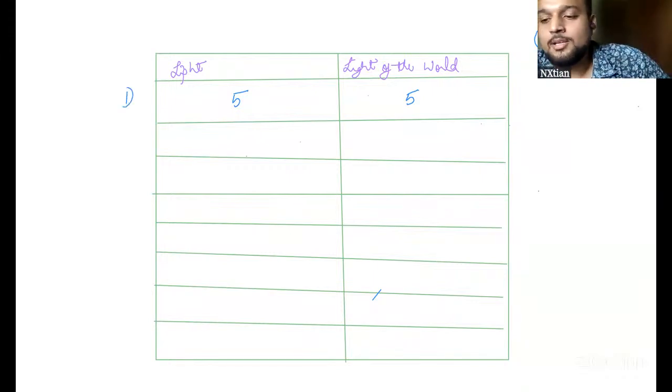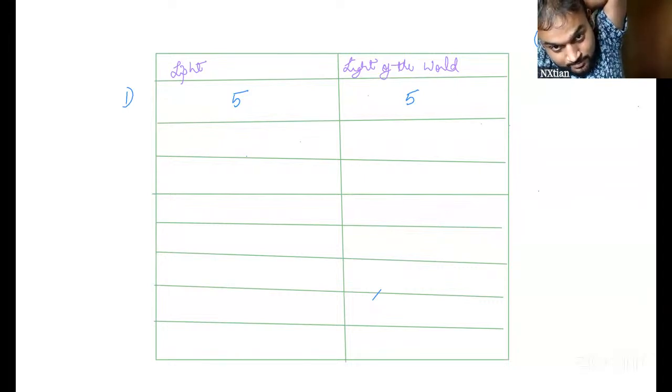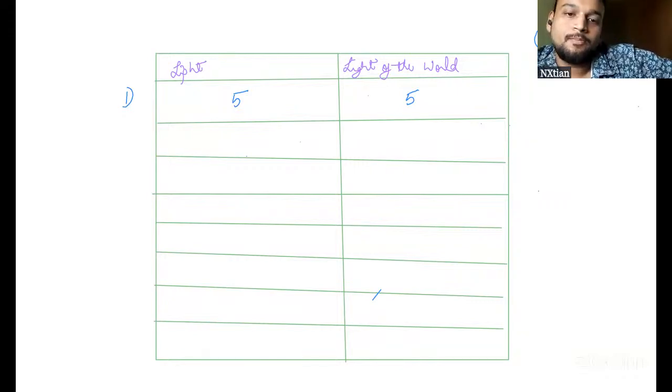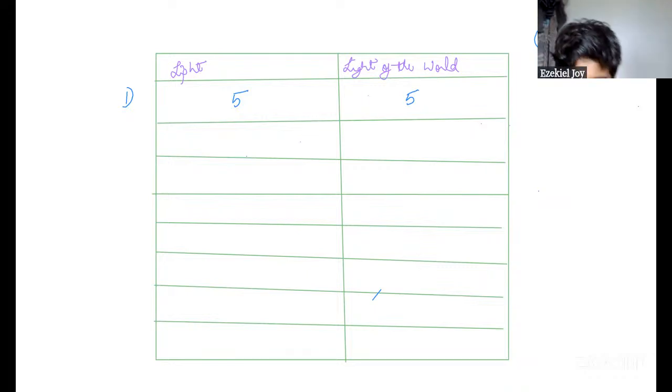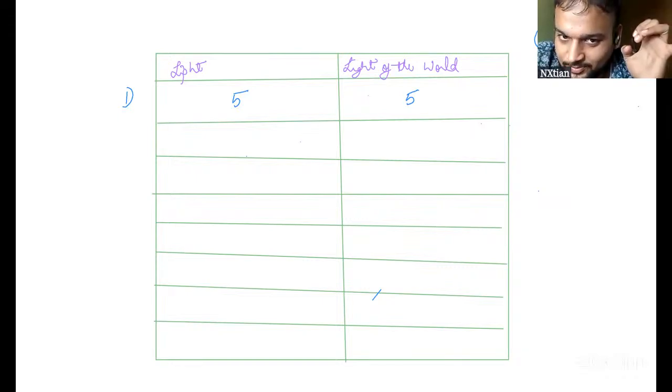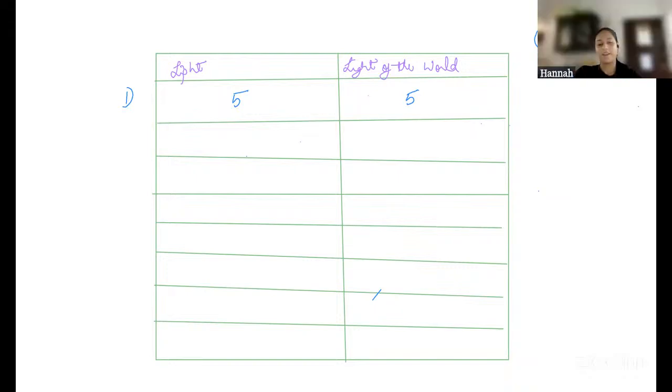Now Ezekiel, tell me 5 points in which acids are different from bases. You can ask for help, otherwise I will directly pass. 5, 4, 3, 2. Sir, can Hannah help? Yeah, Hannah can help. Acids are corrosive to metals, and bases are slippery to the touch.